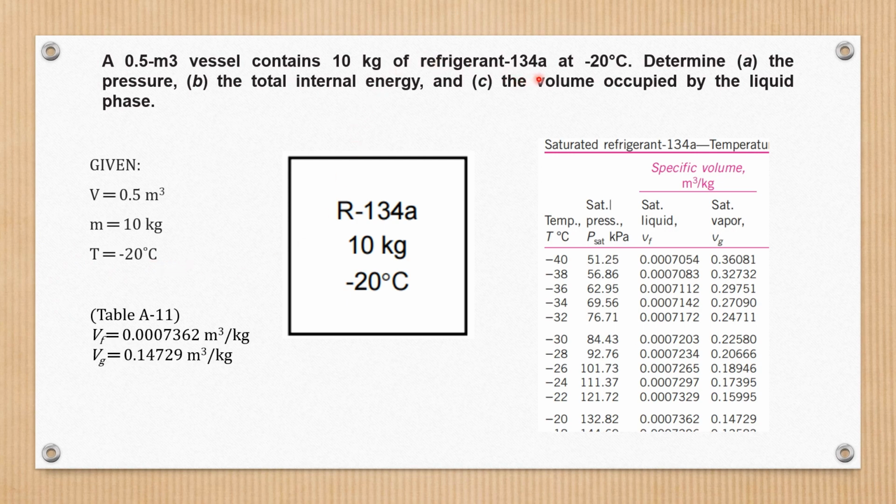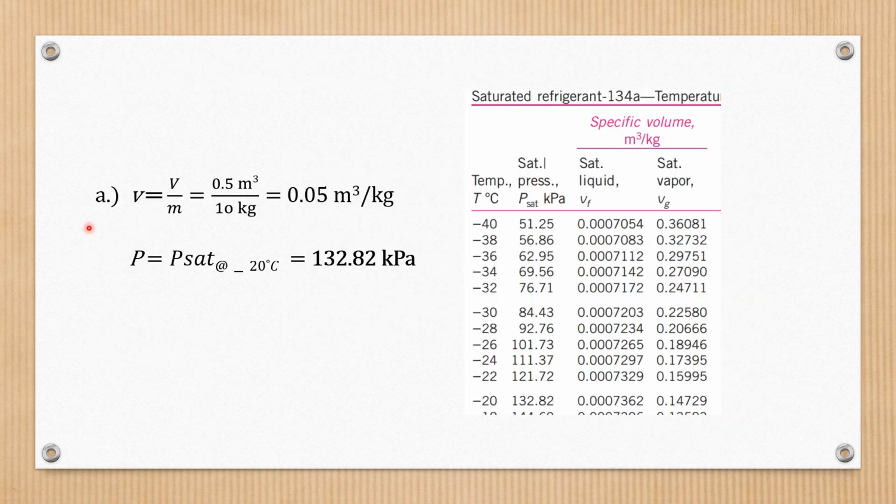Since refrigerant 134A at negative 20 degrees Celsius is mentioned, we're going to use a property table to identify the saturated liquid and the saturated vapor at the given temperature. Our saturated liquid is equal to 0.000732, and our saturated vapor is equal to 0.14729. First, we find the specific volume of the refrigerant, plug it in our calculator, and we will get 0.05 cubic meter per kilogram.